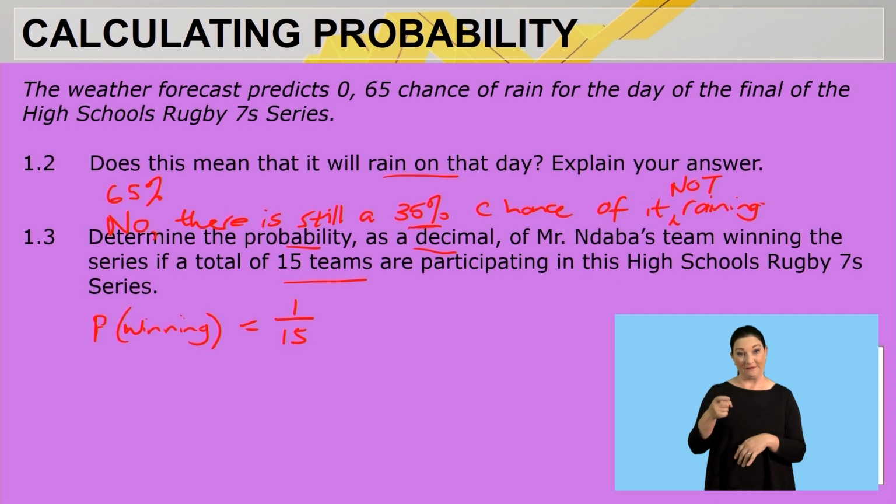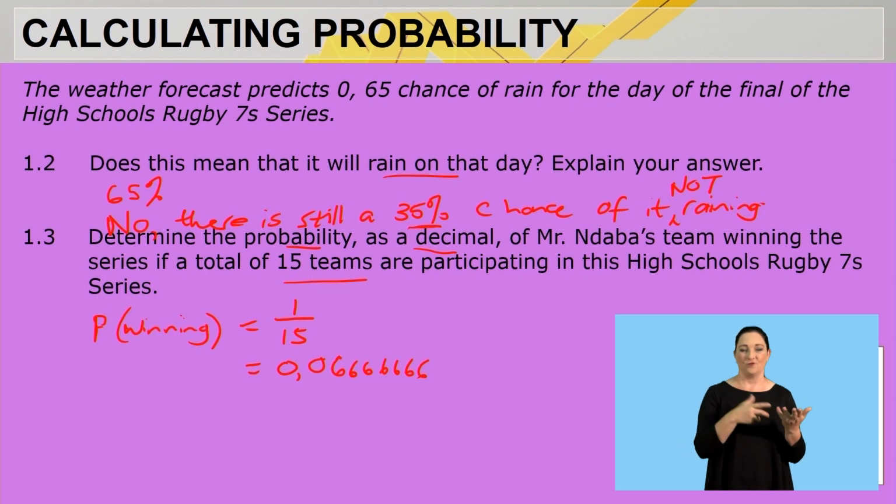So now we'll say 1 divided by 15, and then I'm going to change that into a decimal. That will be 0.0666666 all the way. So make sure that you copy this correctly from your calculator. Sometimes we'll also say round it to 1 decimal or 2 decimals, depending on what the instruction is. I hope that's clear to you.